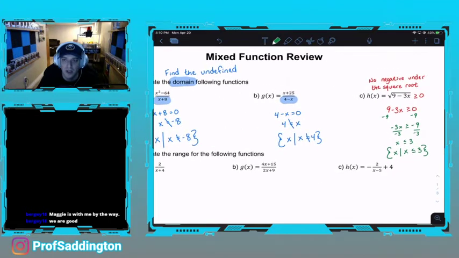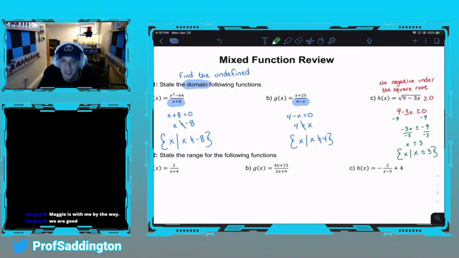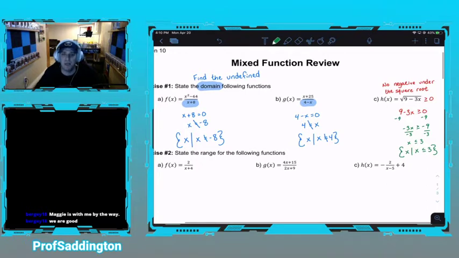So the domain for part C is a little bit different than A and B because you're not setting it just equal to 0. You also have to make it greater than 0 as well because you can't have those negatives under there.